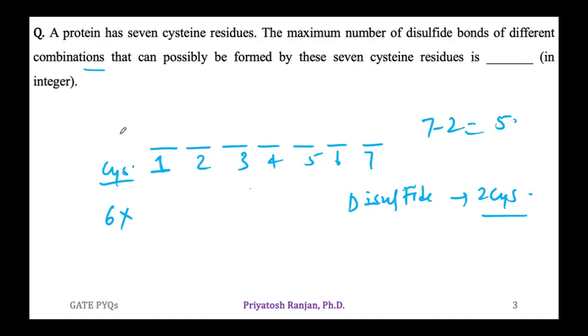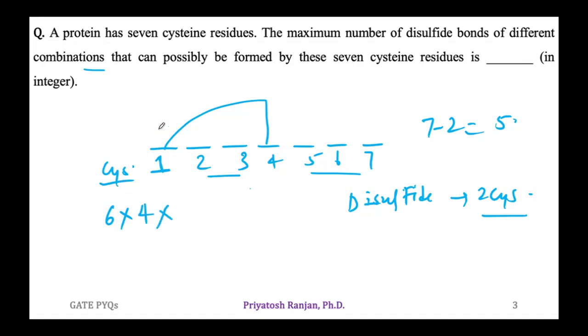5. So let's say the cysteine 1 has formed a disulfide bond with 4. It could be with any of these. I'm just considering it. So how many freely available cysteine residues are there now? 5. And those are cysteine 2, cysteine 3, cysteine 5, 6, 7. Now I need to figure out the possible number of combinations for these cysteine residues. So for the second, it can either form a disulfide bond with cysteine 3, cysteine 5, cysteine 6, or cysteine 7. So the combinations are total 4.